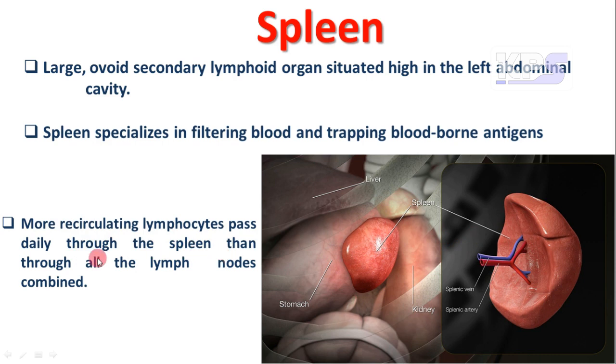More recirculating lymphocytes pass daily through the spleen than through all the lymph nodes combined. More lymphocytes are entering the spleen every day when compared with all the lymph nodes. So the spleen is the most efficient antigen filter when compared with lymph nodes, because more lymphocytes are passing through it.